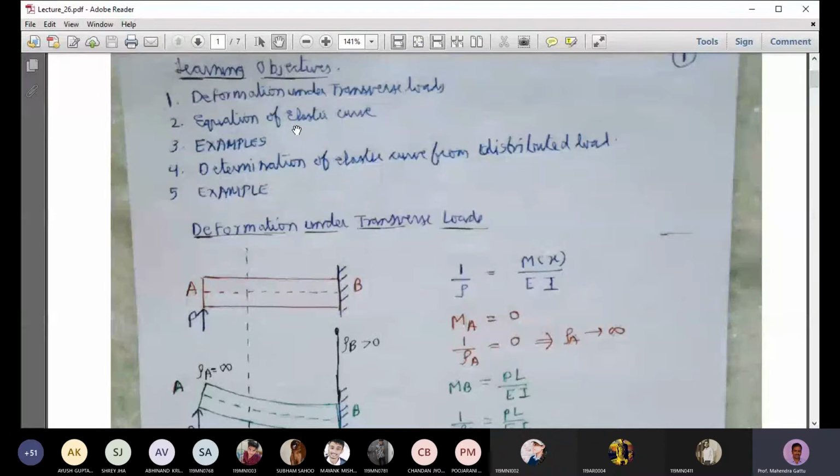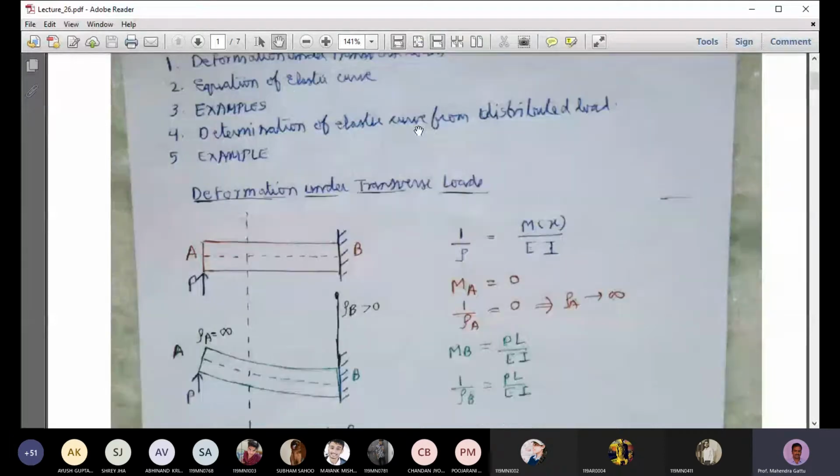Then we'll solve two examples, and then we will discuss a beam subjected to distributed load, how to write a differential equation relating the distributed load with the deflection y. Again we'll solve one example on that.